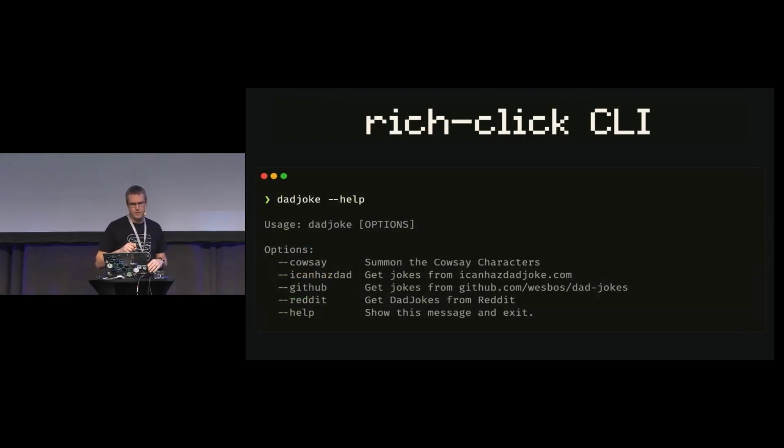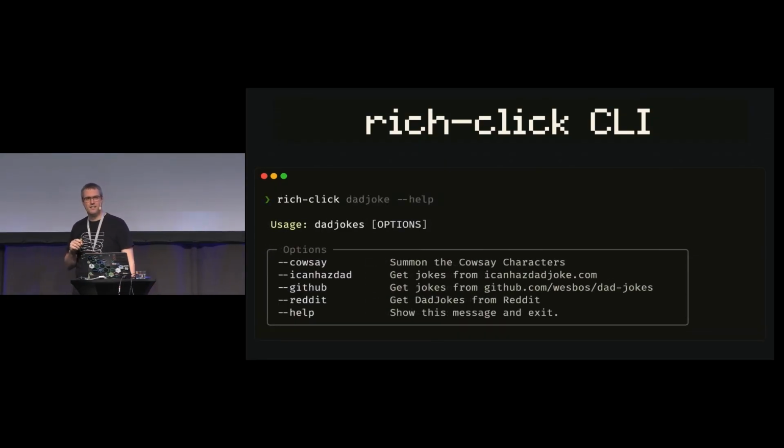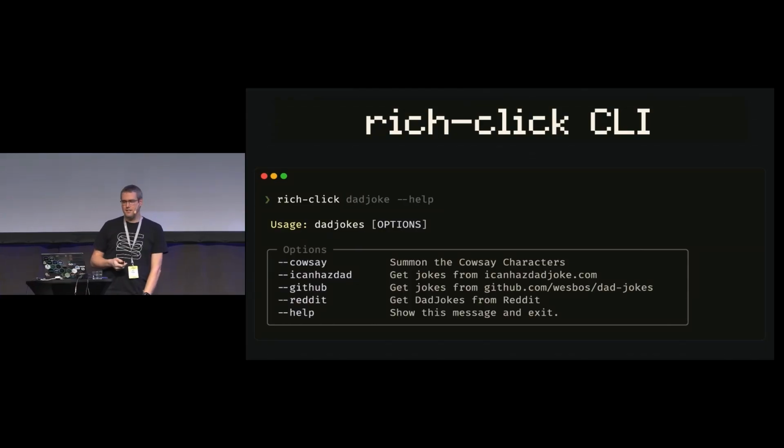Last bit on the features really then is, say you've got some other tool which uses Click, and you don't control that source code, so you can't go in and mess around with the imports and stuff. Well, don't worry. I know you all love dad jokes. I know I do. We can go in, and there's actually a Rich Click CLI. So we prepend that onto any other CLI tool which is using Click, and you get the same behavior, the same outputs, which may or may not be that useful in practice, but it's there.